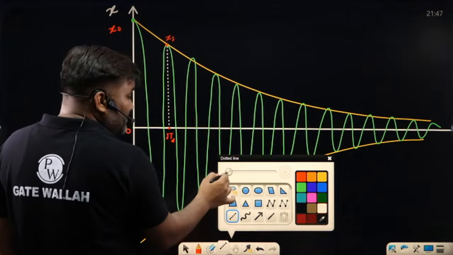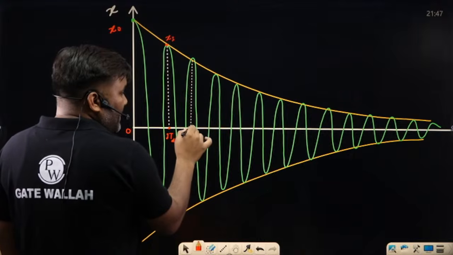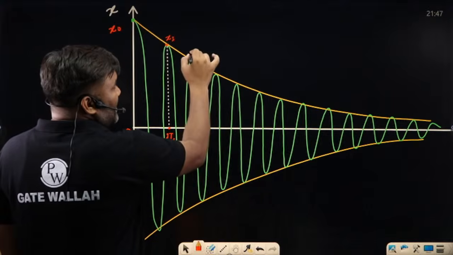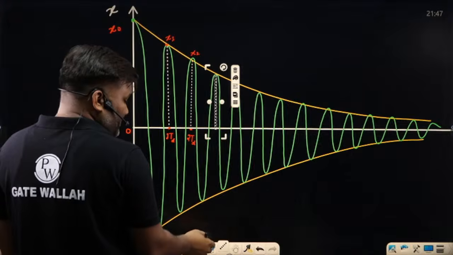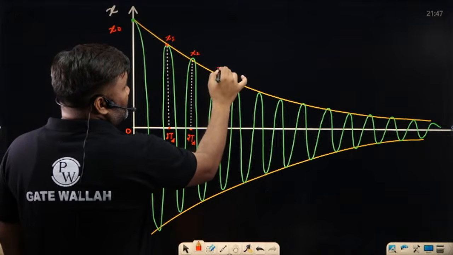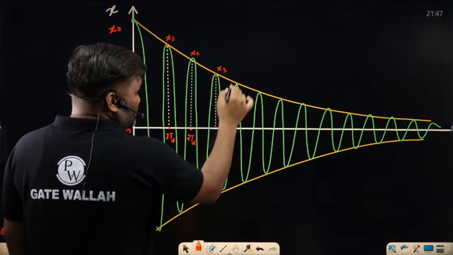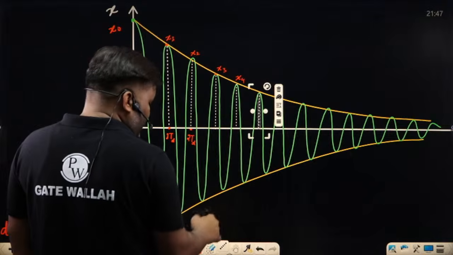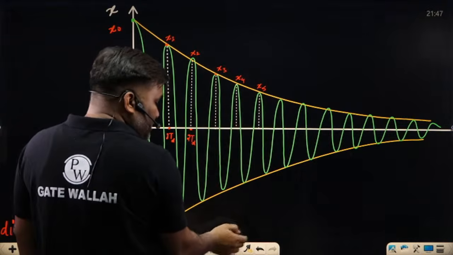After another cycle, you are left with an even lesser amount. This is twice the time period, 2 TD. We are left with x2 amplitude. Then further we are left with x3 amplitude here. Then we are left with some x4 amplitude. Then x5 amplitude, and so on. Amplitudes keep on decreasing.